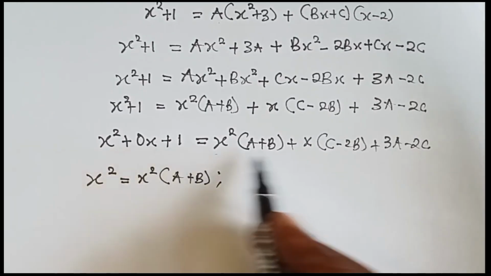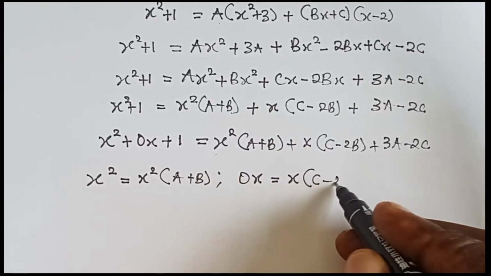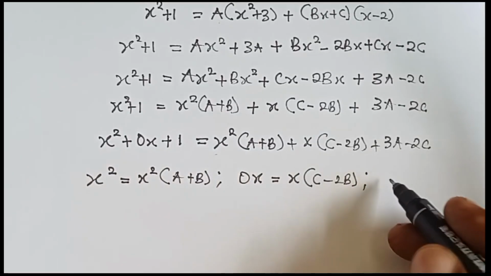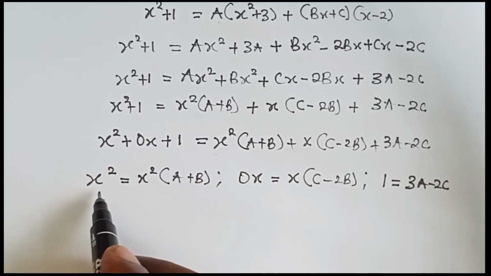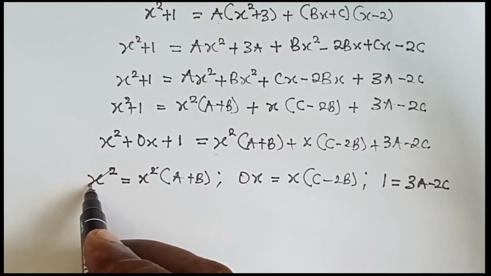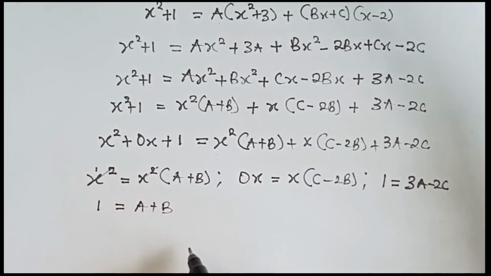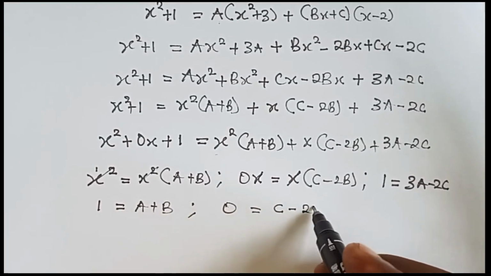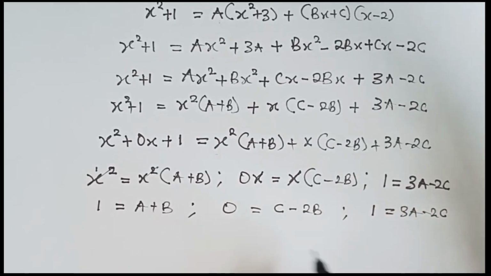So we have x squared is equal to x squared (a plus b). That's the first one. Then let's equate this to this. We have 0x equals x(c minus 2b). And then the last one, the constant 1, equate it to this. We have 1 equals 3a minus 2c. Okay, now we can divide. x squared here is 1, so we have here 1 equals a plus b, and then this x cancels x, so we have 0 equals c minus 2b, and the last one we still have 1 equals 3a minus 2c. Right, so we say this is equation 1, equation 2, and equation 3.